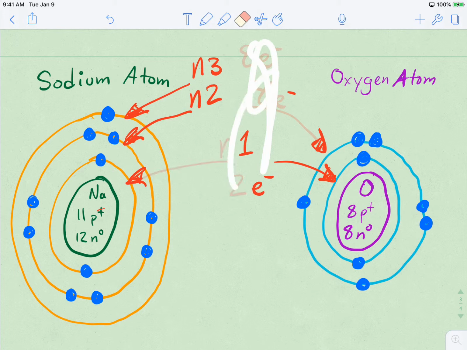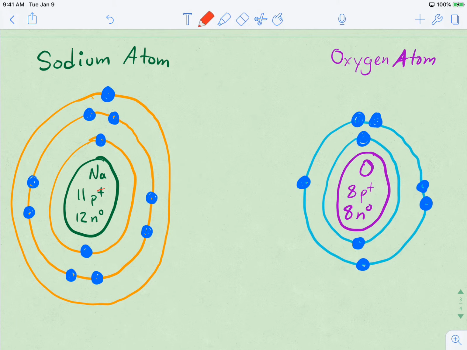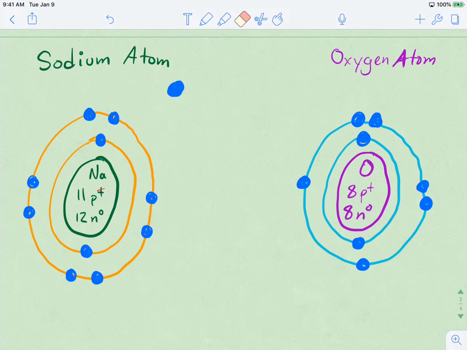Okay, let's get this out of our way now. So now we've had that little fun discussion, let's talk about what these are going to do to be more stable. Sodium is going to get rid of this extra electron. It can't destroy it, so the electron still exists out here. Then it doesn't have anything in that third energy level anymore, and the second one is nice and full. That makes it stable, and it is happy.